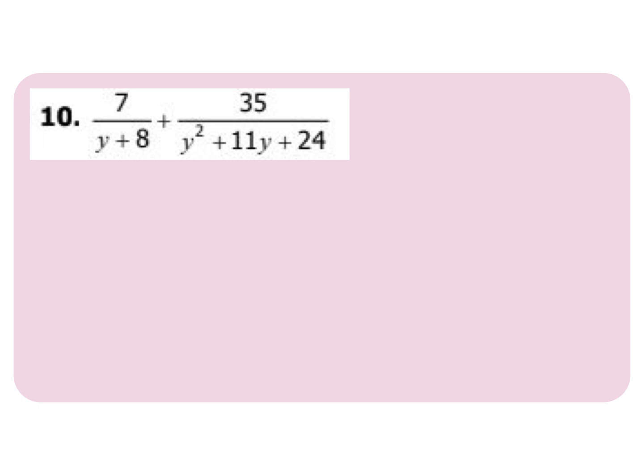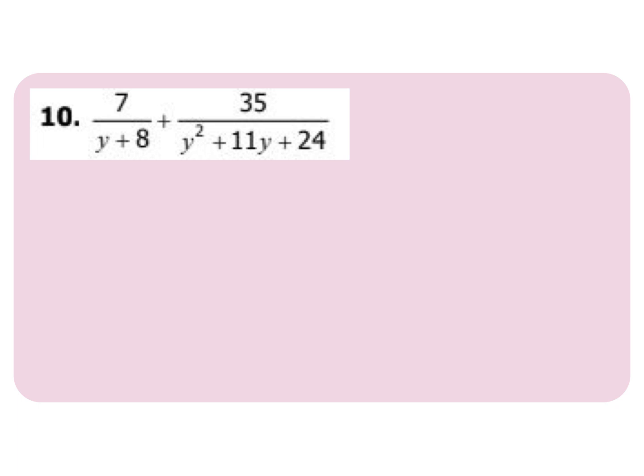So y plus 8 is my first one. That can't be factored. That's just done, okay? But y squared plus 11y plus 24 absolutely can be factored. We'll go ahead and do the whole x method just for those of us who want a little refresher on that. So we draw our x.